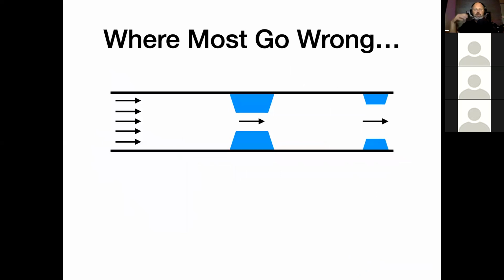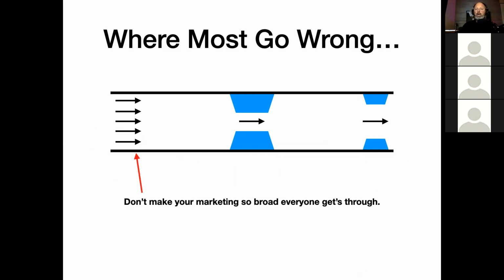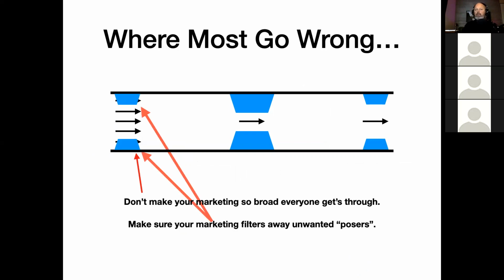All right. So here is where most people go wrong. If we go back to the whole pipeline idea, don't make your marketing so broad that it lets everybody in. Okay. We want to make sure that we're providing some level of filter so we get rid of those unwanted posers. You'll see a lot of situations where people come in and they act like, well, I didn't sign up for this, or what is this about? Or maybe they dodge your calls, whatever it is. Those are posers. Okay. We don't want that.